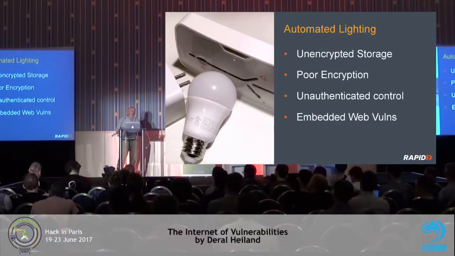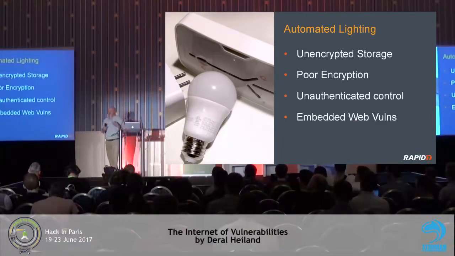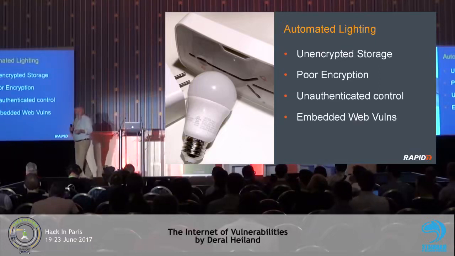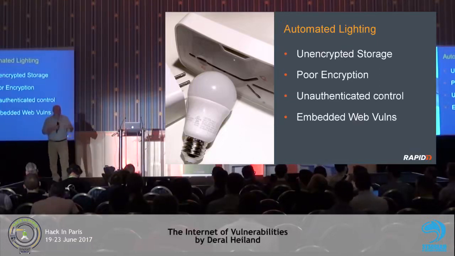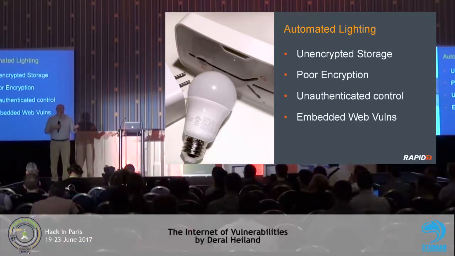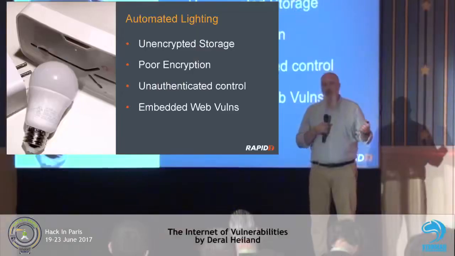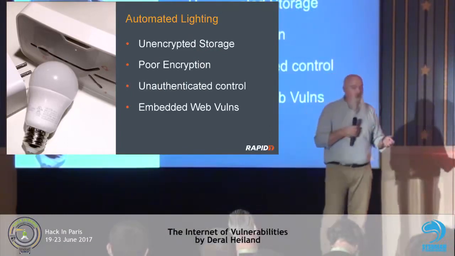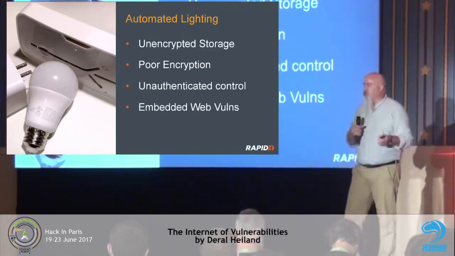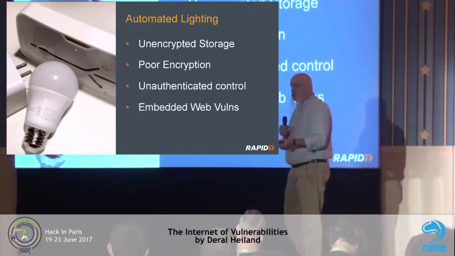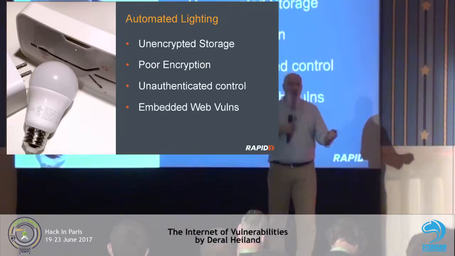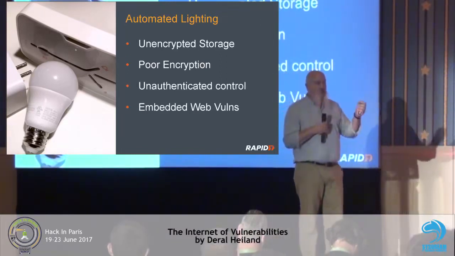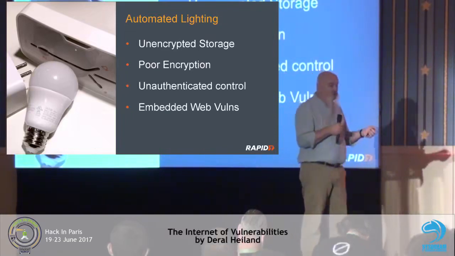So some of the issues we see with automated lighting that I looked at, and these are very common issues that we see in IoT technology: unencrypted storage of data, and that's a big one. Poor encryption. We know SSL is not the end-all be-all, but it's a simple baseline that most products should communicate in, and we find cases where that's not happening. Unauthenticated control, the ability to inject commands into the IoT technology and affect it without using the primary control systems or having any kind of security.